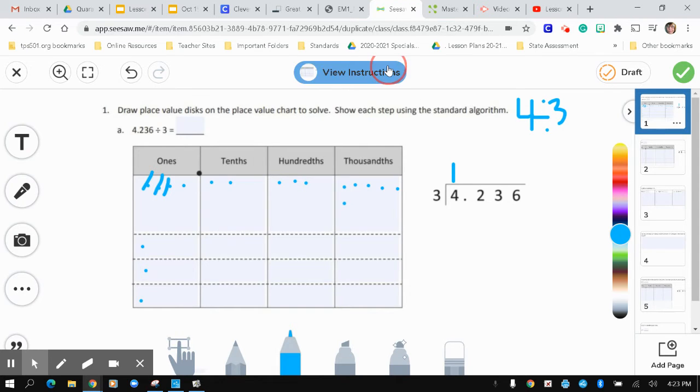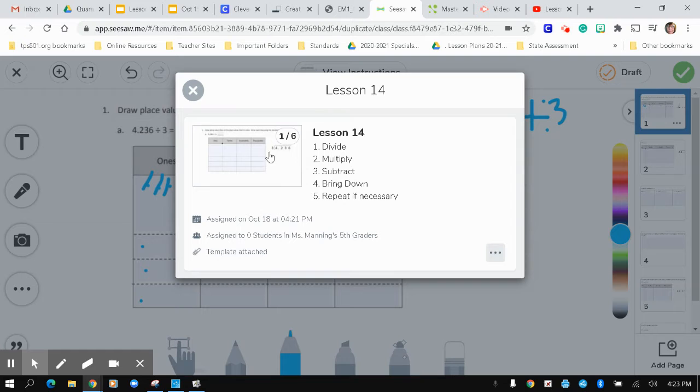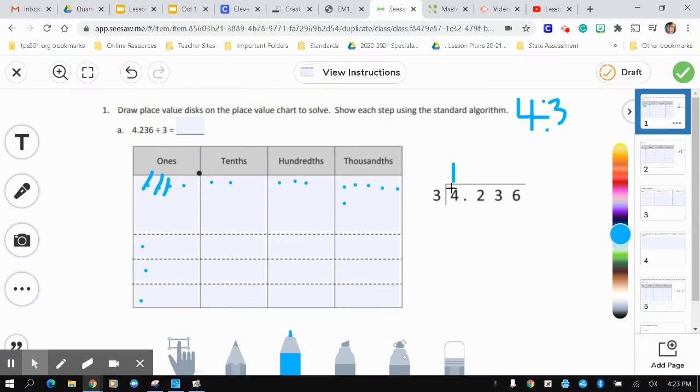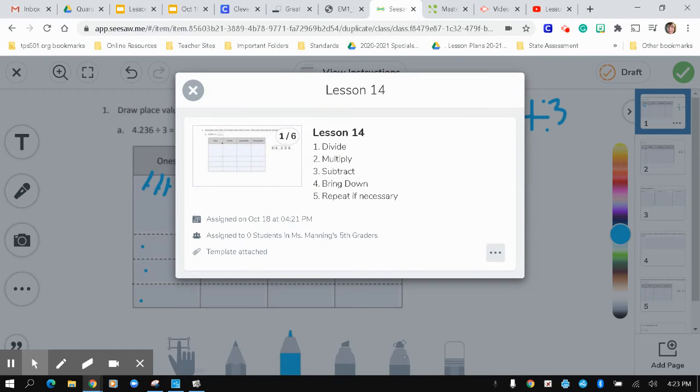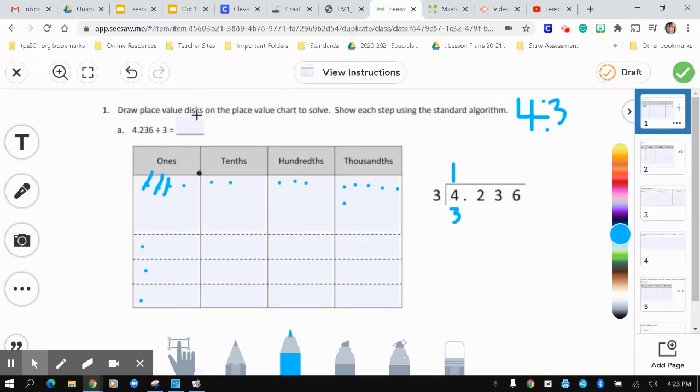So we've divided, but now it says that we need to multiply. The numbers that we multiply are our divisor times our partial quotient. So we're going to multiply 3 times 1, which is 3. We're going to write that here. And then that takes us to our next step, which is to subtract. That's basically going to figure out what we have left. We already know we have 1 left. But over here, for the standard algorithm, we would have 1 left over.